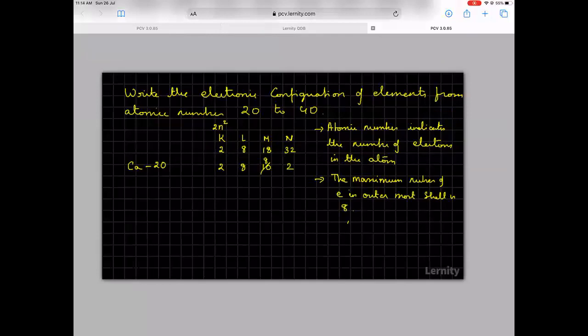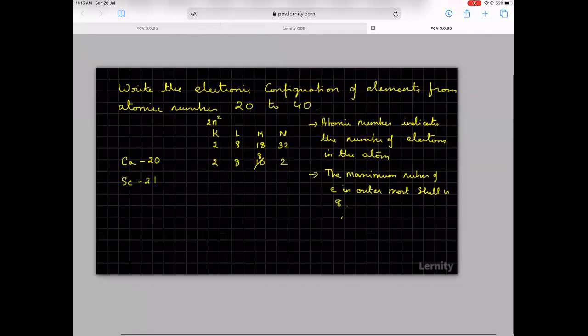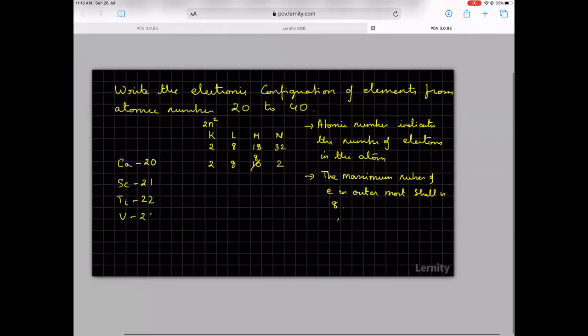The next one is scandium. Scandium has atomic number 21. Next you have titanium, atomic number 22. Then vanadium, 23. Then chromium, 24. Then manganese, 25. So in scandium, 2 will come here, 8 will come here, then 8 will come here, and then 3 will come here.